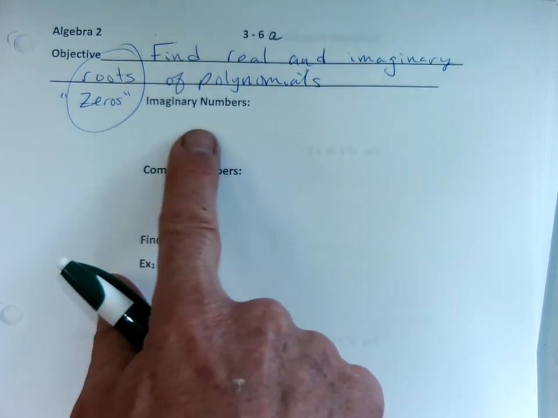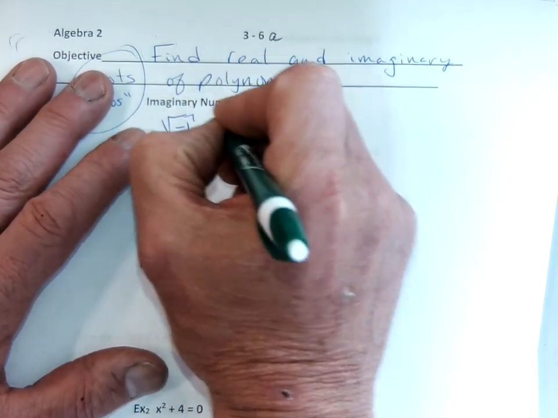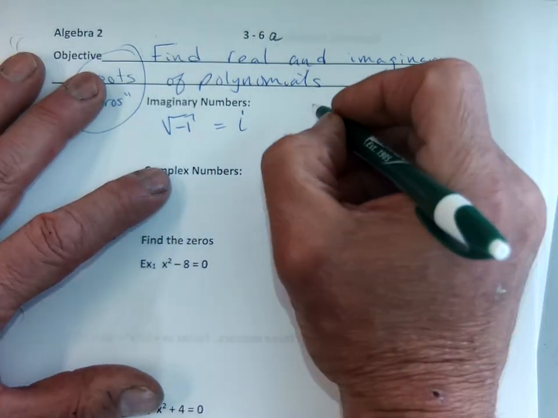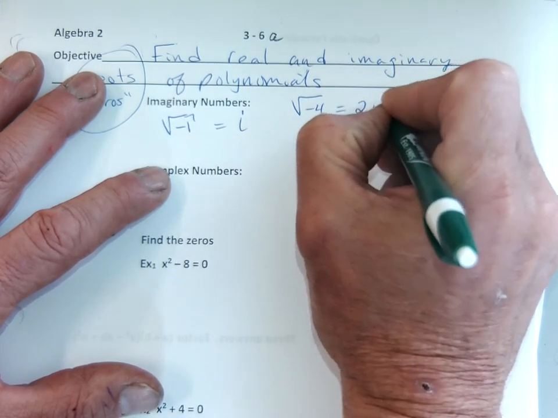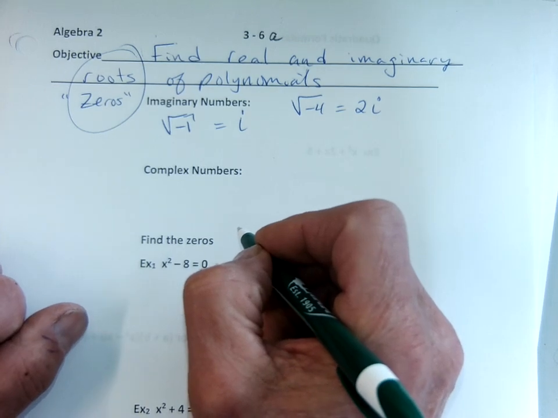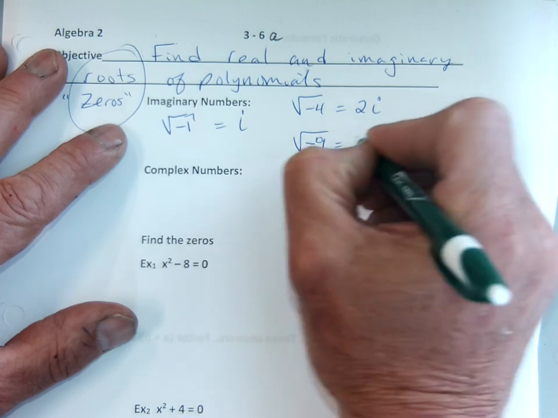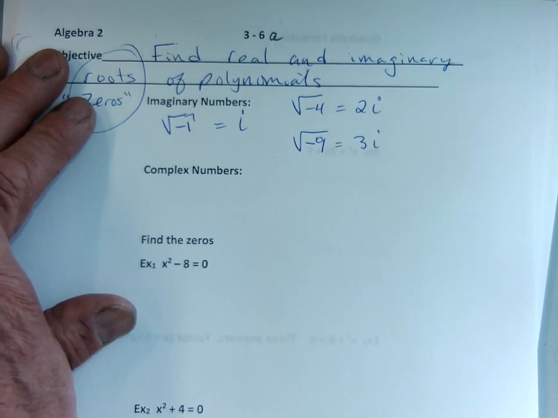Okay, so imaginary numbers. We are going to say that the square root of -1 is i. So then the square root of -4 is 2i. Does that make sense? The square root of -9 would be 3i. Does that make sense? Wait, so pretty much the imaginary numbers are only for the square root of negative numbers?